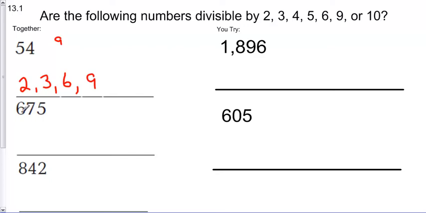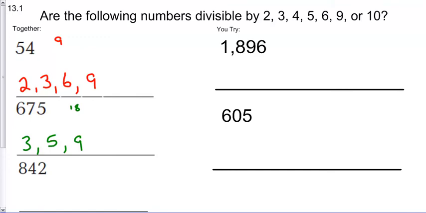Okay. So 3. Well, I got to add them up. 6 plus 7 is 13. 13 and 5 is 18. I'm going to write it right up here just so I remember. So it is divisible by 3. How about 5? Oh, it ends in a 5, so it's divisible by 5. How about 9? Oh, the sum of the digits is a multiple of 9, so it's also divisible by 9.